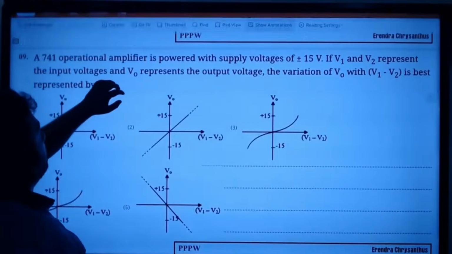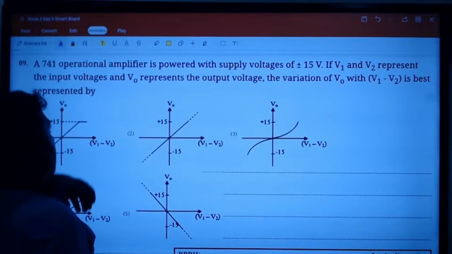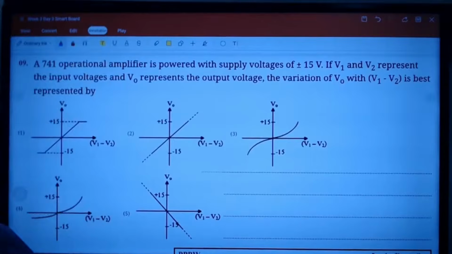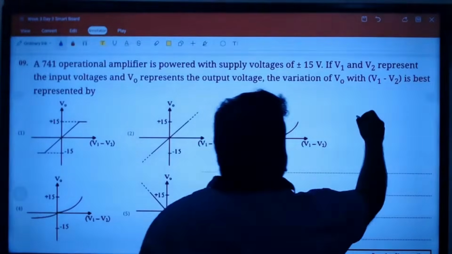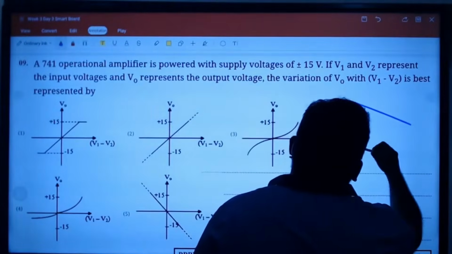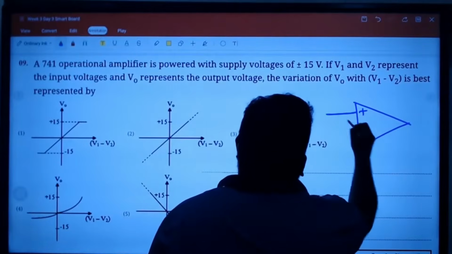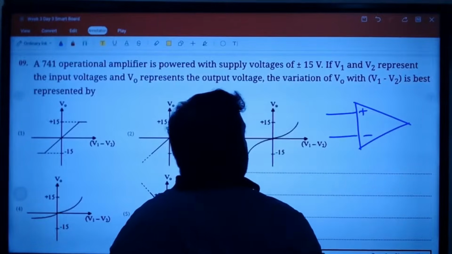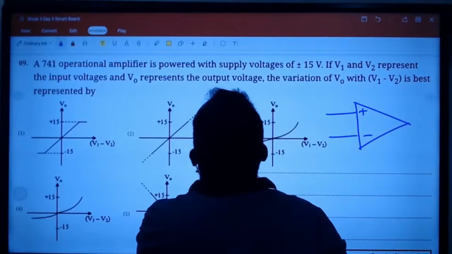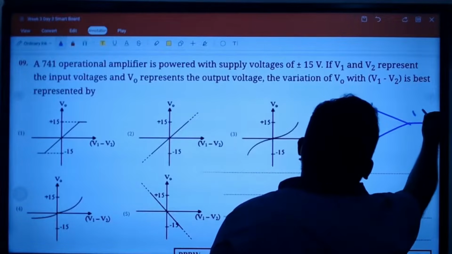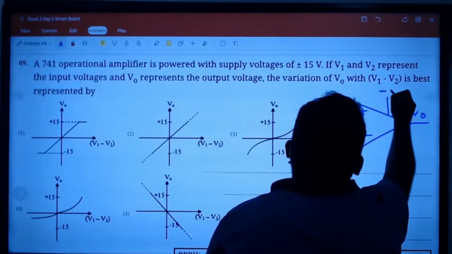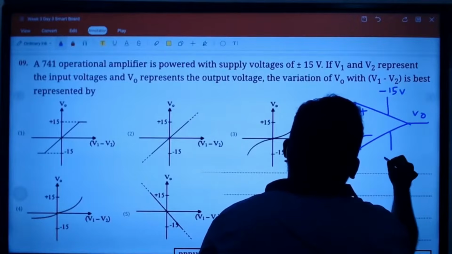Okay. An operational amplifier is powered by a supply voltage of plus and minus 15 volts. So op-amps are actually very simple devices. Non-inverting terminal, inverting terminal. They are given, V0 represents the output voltage. Here minus 15 volt, here we can say plus 15 volt.